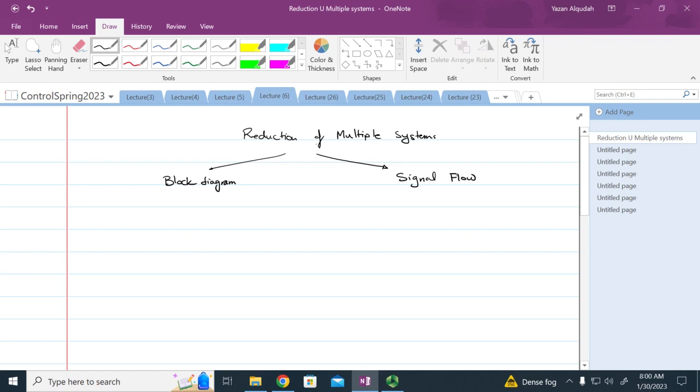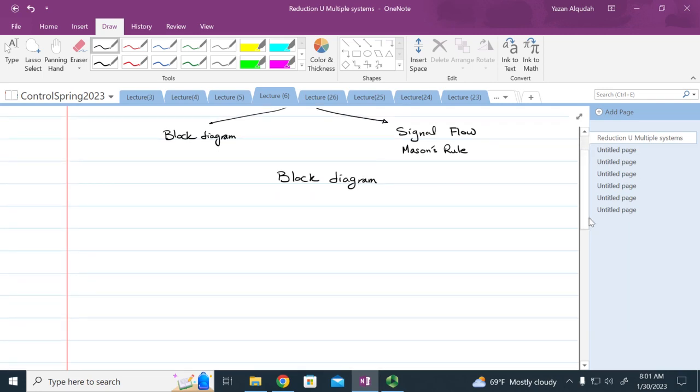We're going to look at the reduction of the block diagrams. And then with the signal flow, we're going to introduce a rule that is called Mason's rule. And we're going to use that also to get the transfer function between the input and the output. Okay, so let's start with the first one, which is the block diagram. And let's introduce the building blocks, the elements of the block diagram.